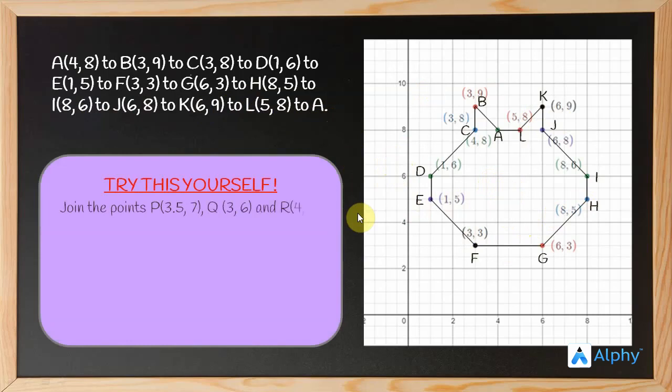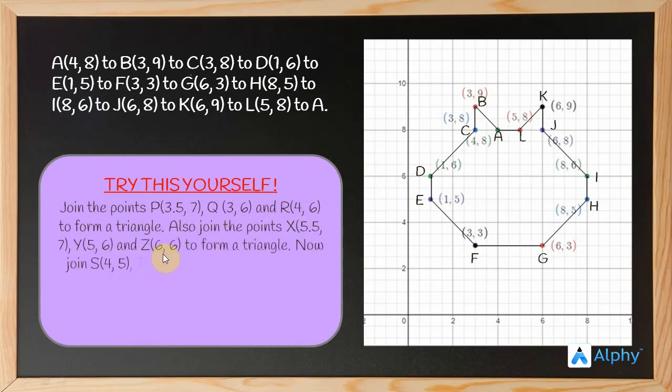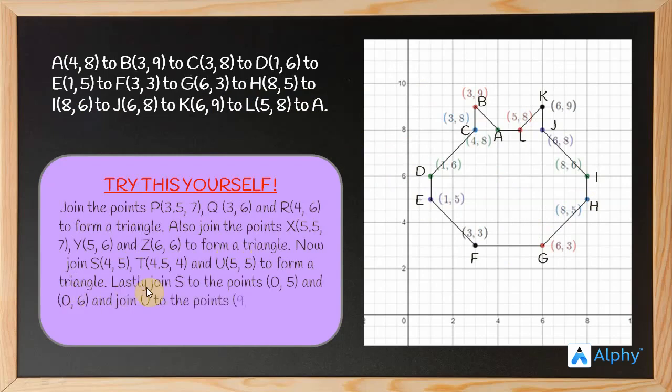You just need to join the points P, Q and R to form a triangle. You also have to join the points X, Y and Z to form a triangle. Now join S, T and U to form a triangle. Lastly, join S to the points 0, 5 and 0, 6 and join U to the points 9, 5 and 9, 6. Which shape did you get?